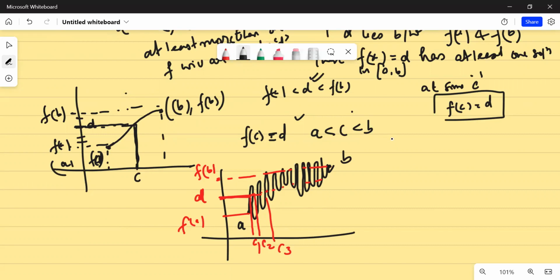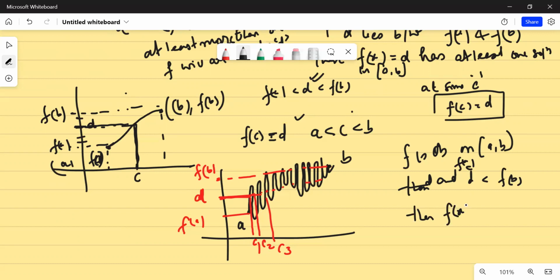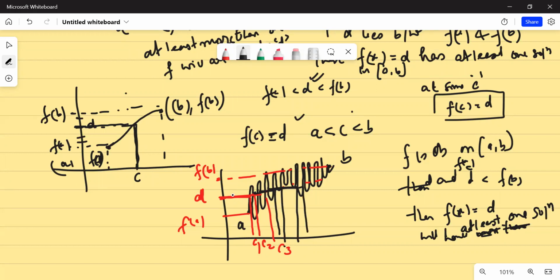So what is the statement? The statement is that if my function f is continuous, defined on closed interval [a, b], and D is an intermediate value between f(a) and f(b), then f(x) equals D will have at least one solution. Is that clear or not clear? Look, f(x) equal to D, when you solve this, basically what are you doing? You're finding all those C whose functional value is equal to D. So f(c1) is equal to D, f(c2) equal to D, f(c3), f(c4), f(c5), f(c6) equal to D. You can see that at all the points the value D is coming.